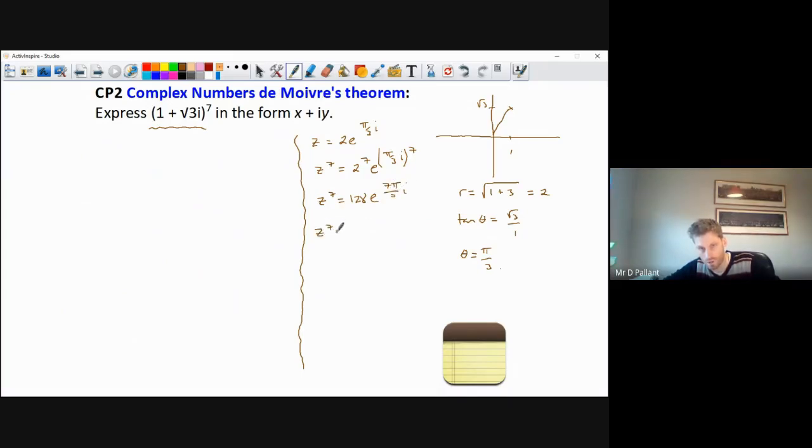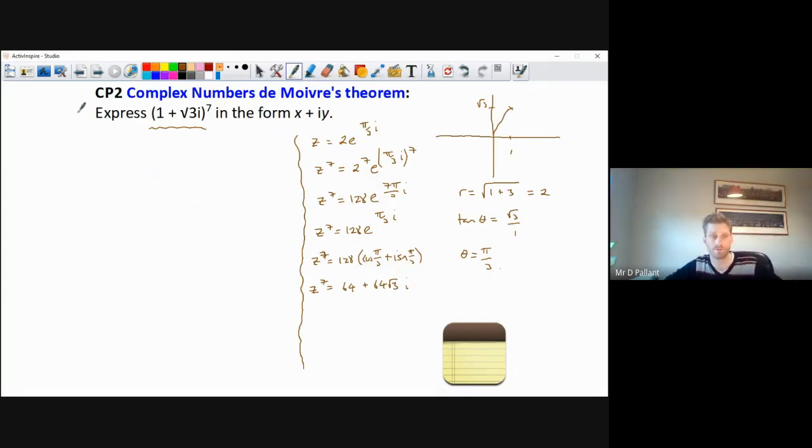And you can do the same thing here with the argument 7 pi on 3, unwind that by a 2 pi, and that will give you e to the pi on 3 i. And then, of course, you can go back to modulus argument form, which will be cos pi on 3 plus i sine pi on 3. From modulus argument form, cos pi on 3 is, of course, a half, and a half times 128 is 64. And sine pi on 3 is, of course, root 3 over 2, which will give you 64 root 3 i, clearly outside the square root.